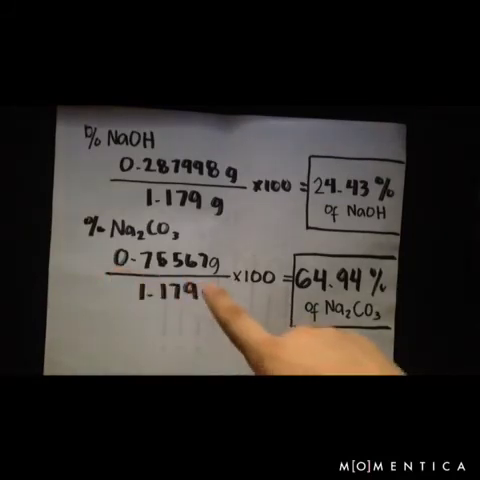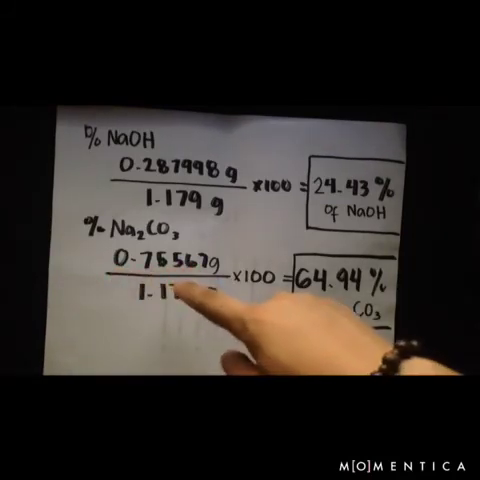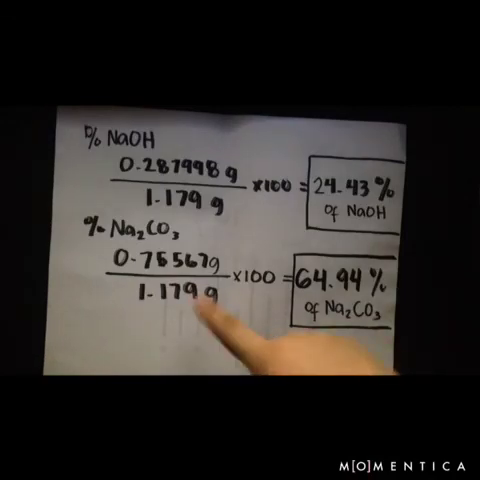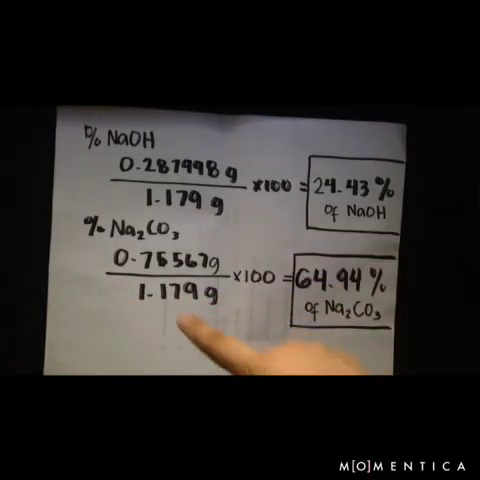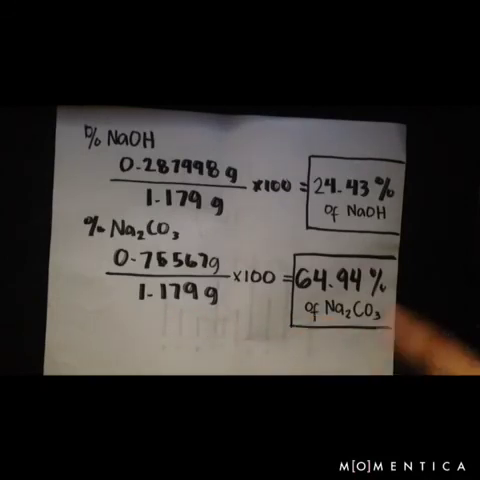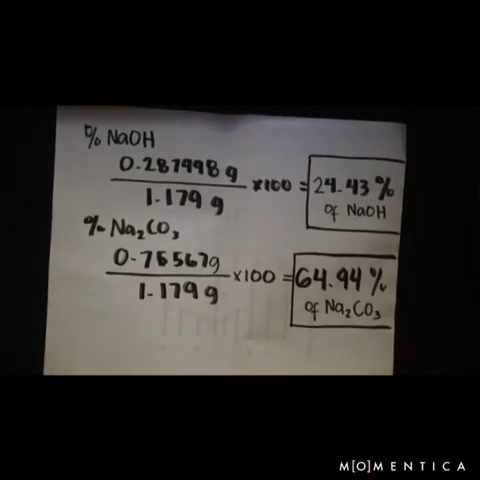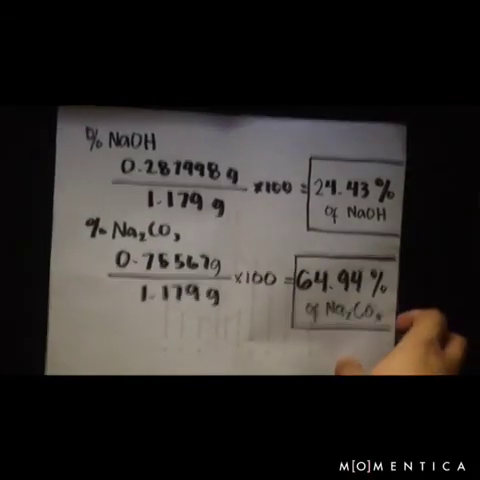Next, sodium carbonate: 0.76567 gram over the weight of the sample, 1.179 gram, times 100. The answer is 64.94% of Na2CO3.